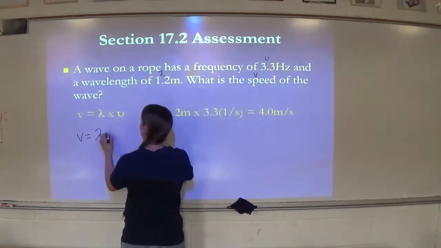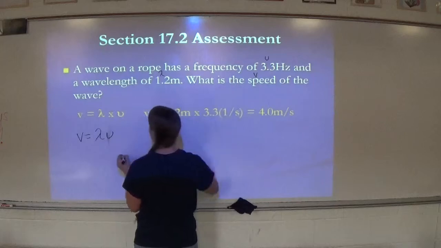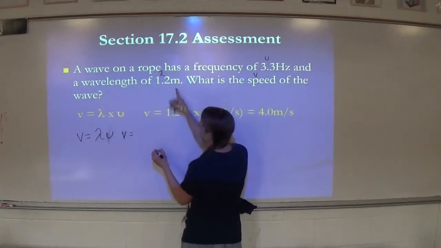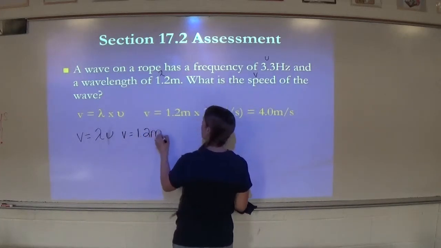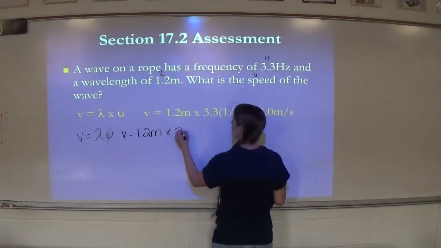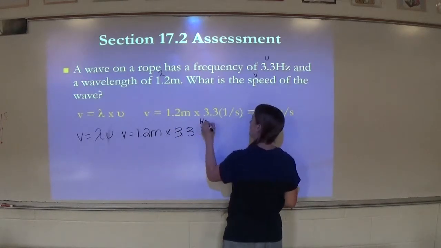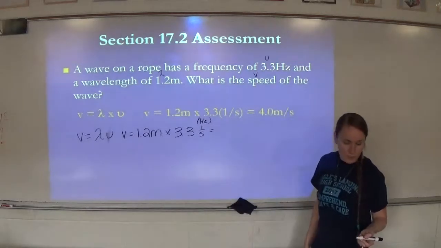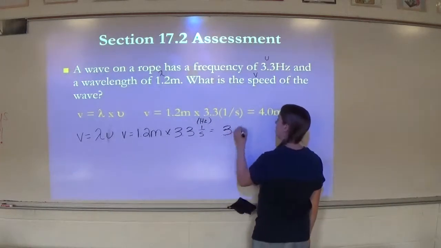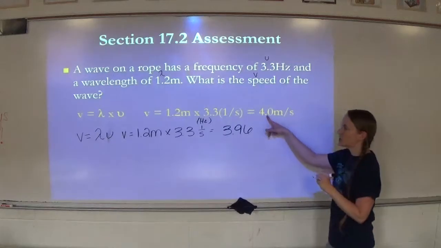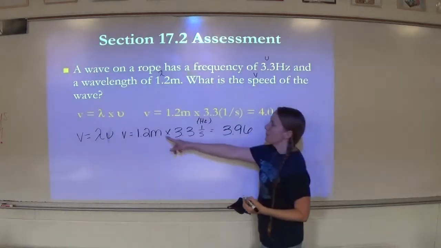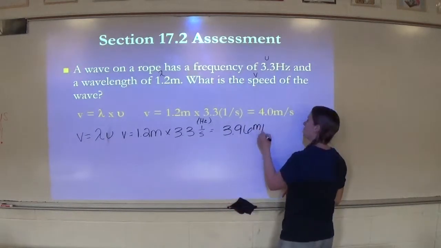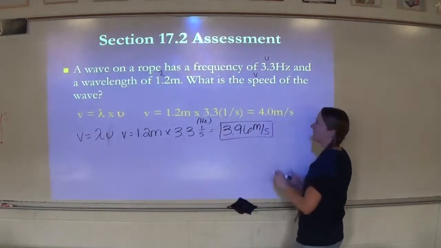So we have speed is wavelength times frequency, and so then I just plug in. So my wavelength is 1.2 meters. My frequency is 3.3 hertz, which I'm going to change to 1 over a second. So once I do 1.2 times 3.3, I got 3.96, which you can clearly see I just rounded to 4 here. And then a meter and a second do not cancel, so my units would be meters per second.